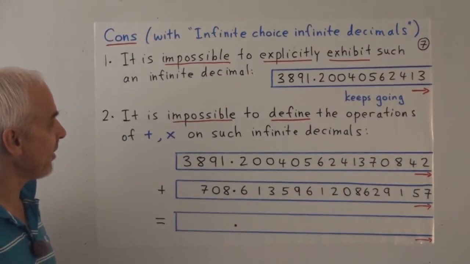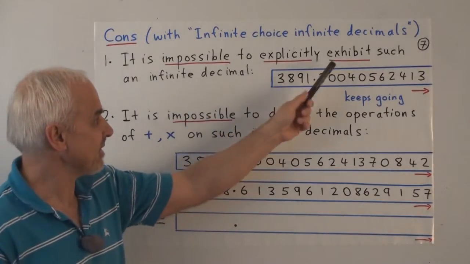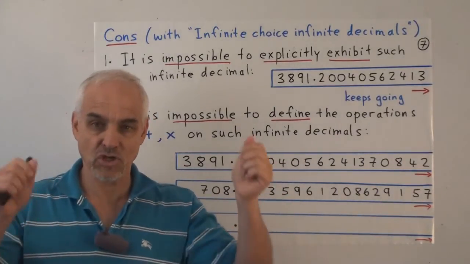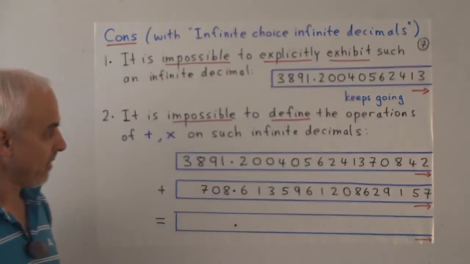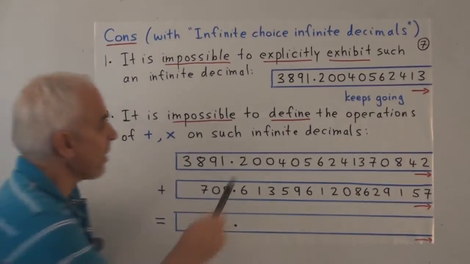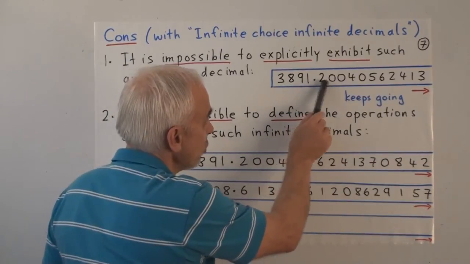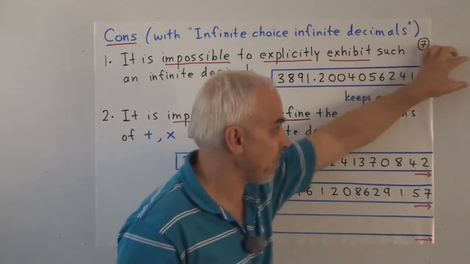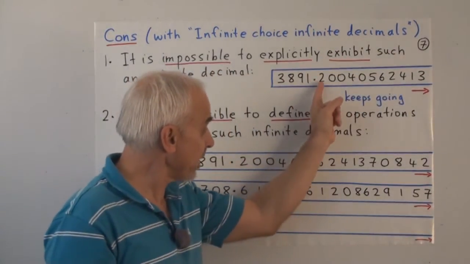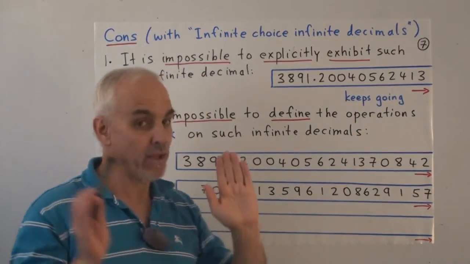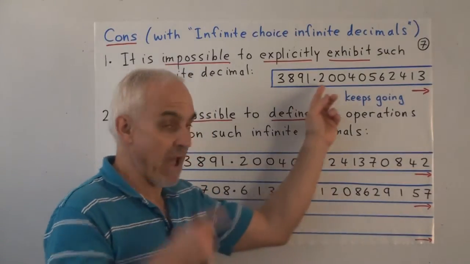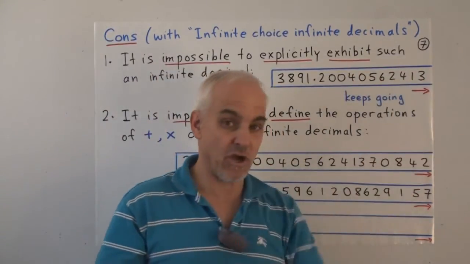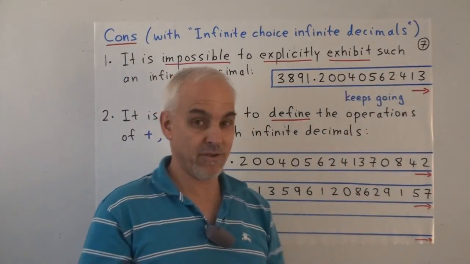The first con is that it is actually impossible to explicitly exhibit such an infinite decimal. You cannot actually write down such an infinite decimal and show it to us so that we can all see it. For example, here's an infinite decimal: 3,891.200405624113. And this is part of a tape, an infinite tape that goes infinitely in that direction. And someone has gone through here and chosen each one of these digits. We don't know what they had in mind. Maybe they were flipping a coin. Maybe they had some pattern in the back of their minds. Maybe they were just thinking of the next number that came into their minds. We don't know, but there's some sequence of digits that goes on and on forever in this direction.